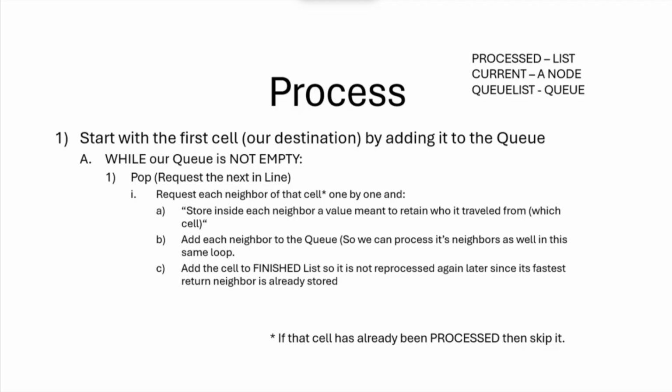So our process: we are going to start with the first cell, our destination. Whatever destination you're trying to get to is where we start in this algorithm. We're going to add it to the queue, and that will trigger our algorithm because it is going to run while our queue is not empty. So basically, while we still have data that we need to process to figure out the fastest path back from this cell, we're going to continue to pull items out of that queue.